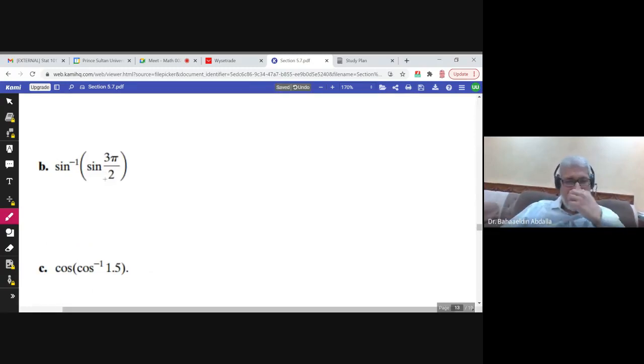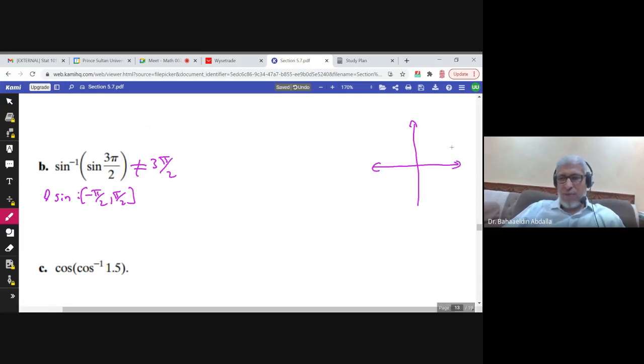Let us look here. Now, what is the domain of sine? We know that the domain of sine that we chose is from -π/2 to π/2. Now, is 3π/2 in this domain? No. So the answer here is not going to be 3π/2. So how to find the answer for this question? Now, this is π/2, and this is -π/2, and also it is 3π/2.